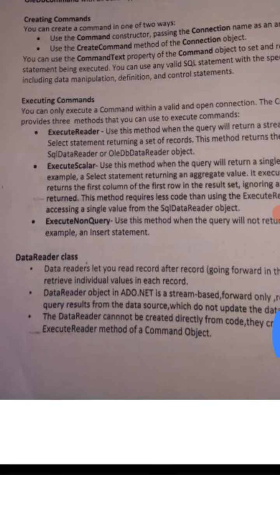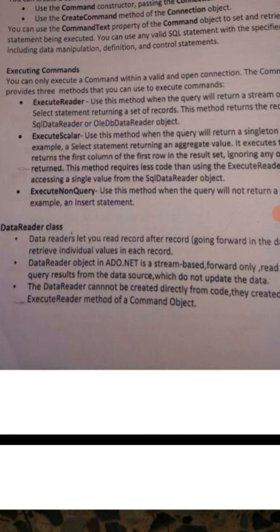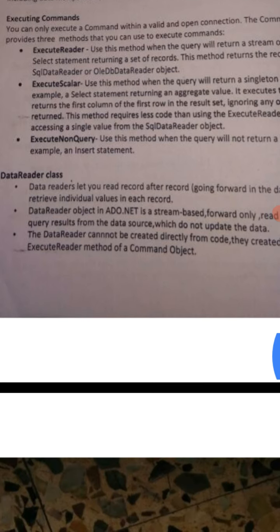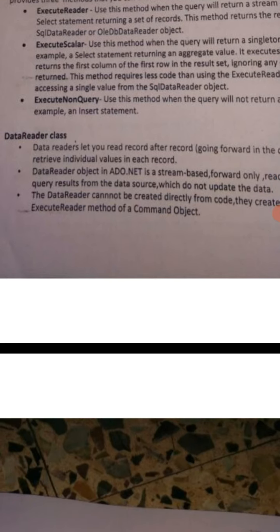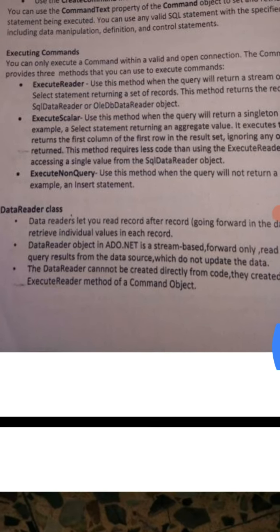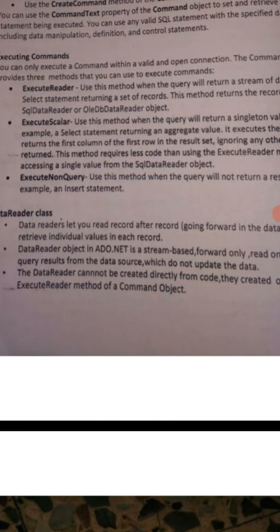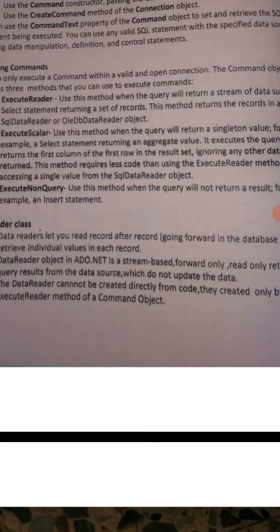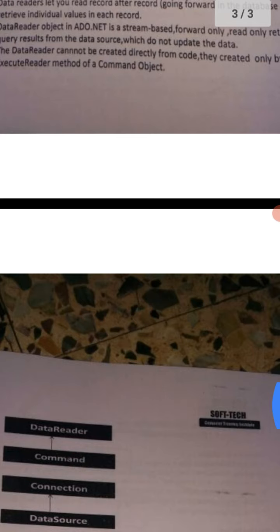Then next, the data reader class. Data readers let you read record after record and retrieve individual values in each record. The data reader object in ADO.NET is a stream-based, forward-only, read-only retrieval of query results from the data source, which does not update the data. And next, the data reader cannot be created directly from code. It is created only by calling the execute reader method of a command object.